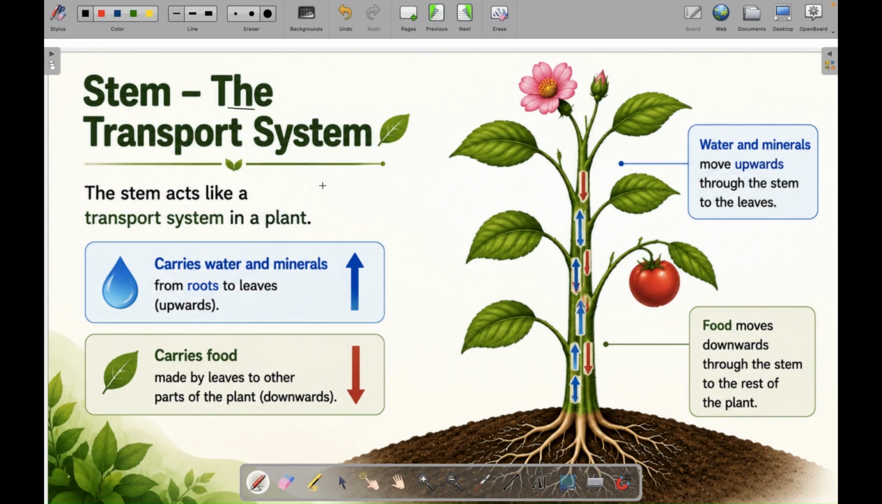Right, so that is why it is known as the transport system, because first it transports water and minerals from the roots and then it transports food from the leaves to other parts of the plant. Okay.